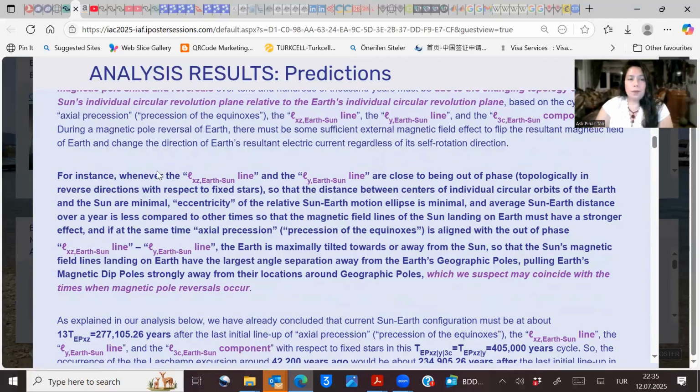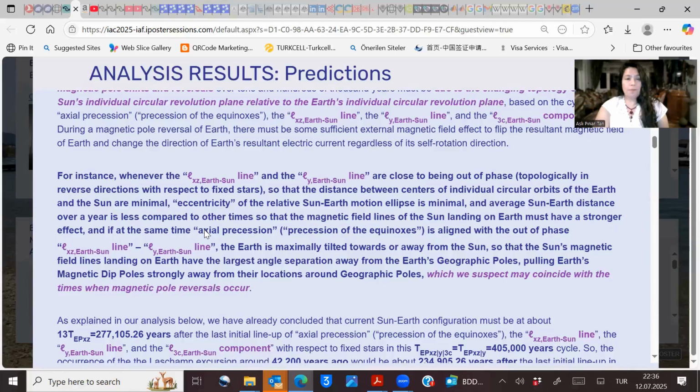For instance, whenever the LXC line and the LY line are close to being out of phase, that is, when they are topologically in reverse direction with respect to fixed stars, the distance between the centers of individual circular orbits of the Earth and the Sun is minimal, so the eccentricity of the relative Sun-Earth motion ellipse is minimal. And this leads to the average Sun-Earth distance over a year being less compared to other times, such that the magnetic field lines of the Sun landing on Earth must have a stronger effect.